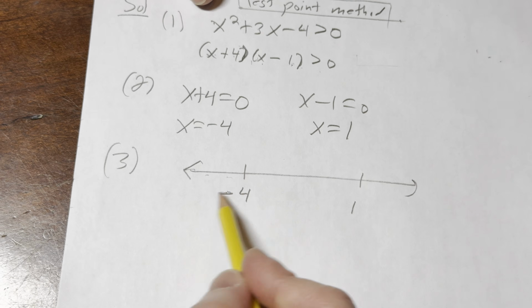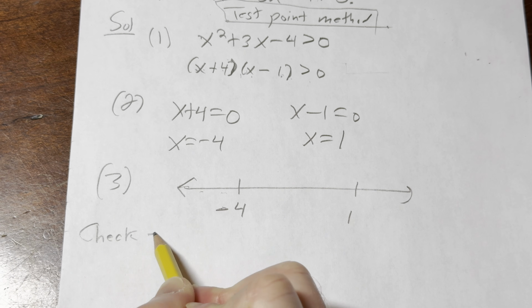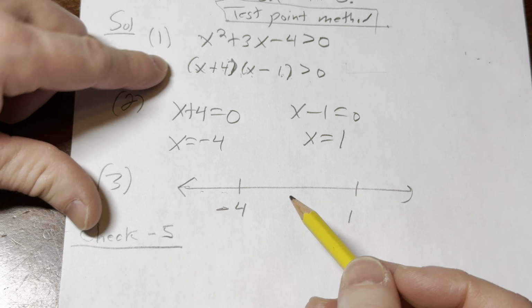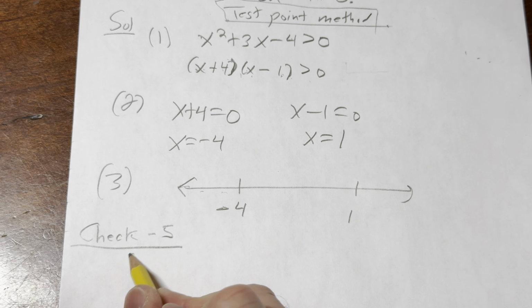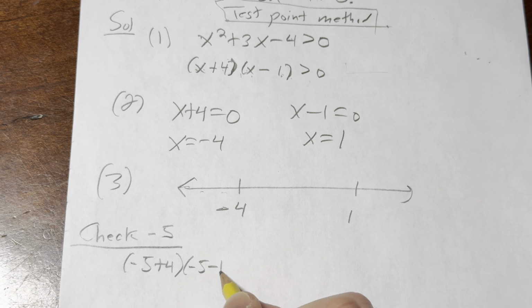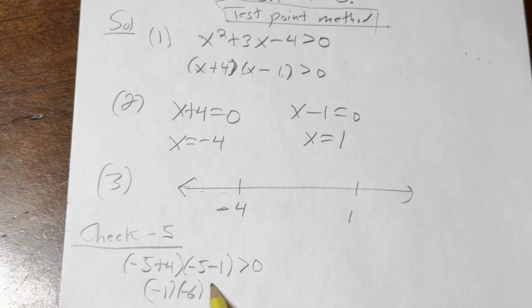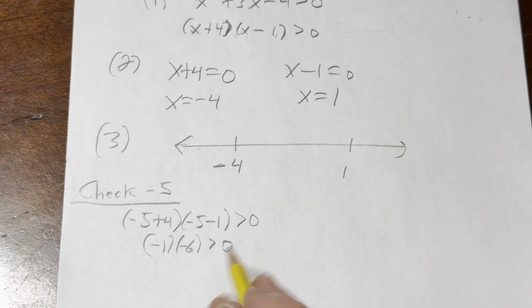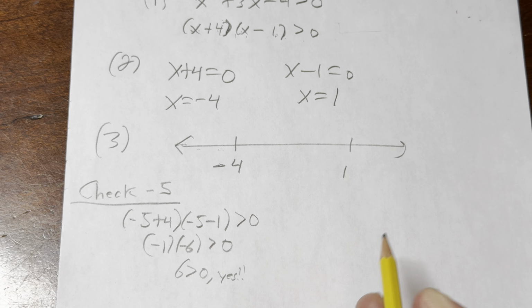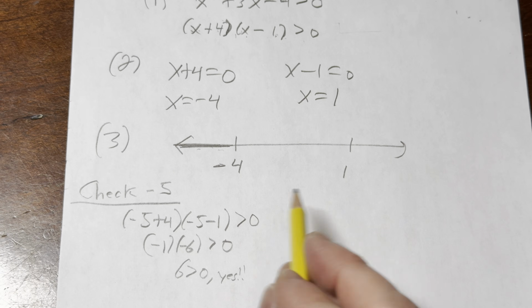All right, so let's pick negative 5 because it's easy. So I'm going to say check negative 5. We're going to take negative 5 and plug it in here. So it'll be negative 5 plus 4, negative 5 minus 1. And we want to know if that's greater than 0. So negative 1 times negative 6. We want to know if that's greater than 0. So 6 greater than 0. Is that true? Yes, indeed it is. 6 is a number bigger than 0. So we shade this.